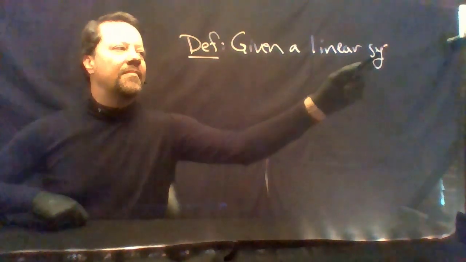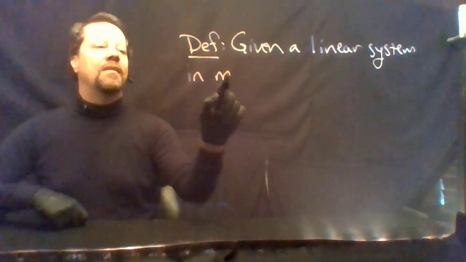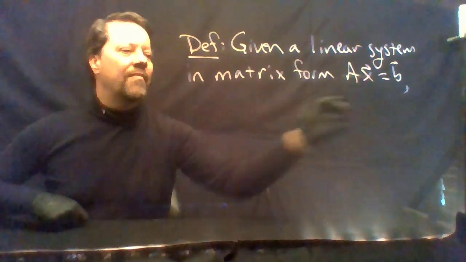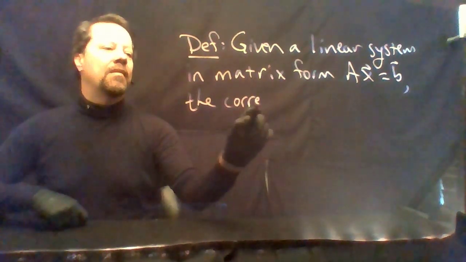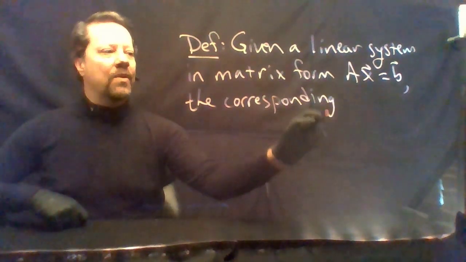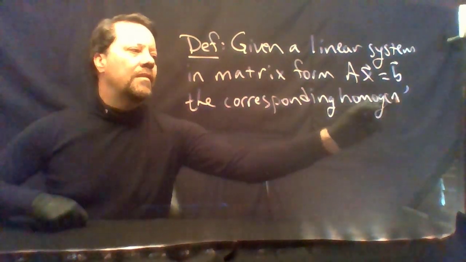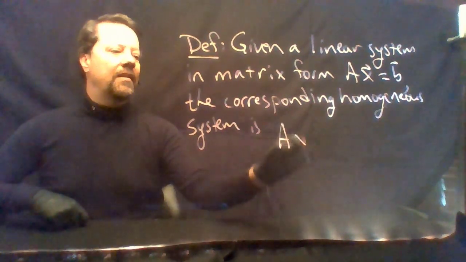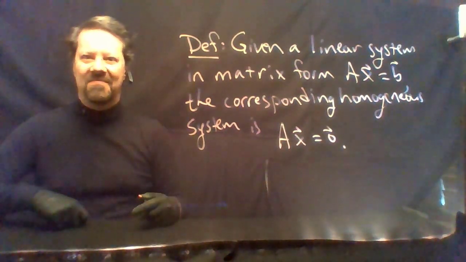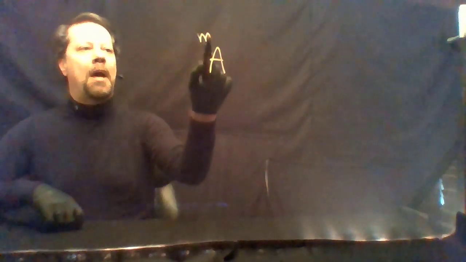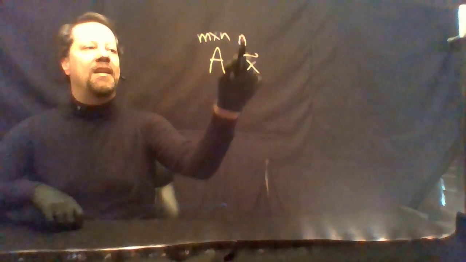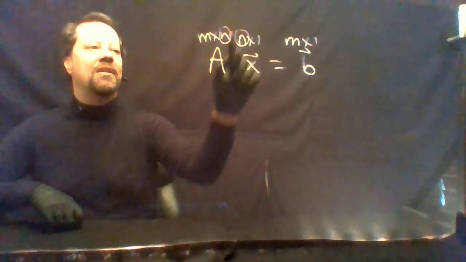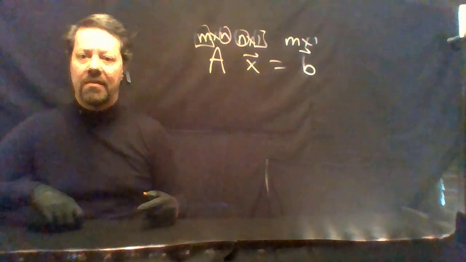Given a linear system in matrix form, Ax equals b, the corresponding homogeneous system is Ax equals 0. Note that if A is m by n and x is n by 1, then b must be m by 1. If these match, the product ends up being this order, m by 1.